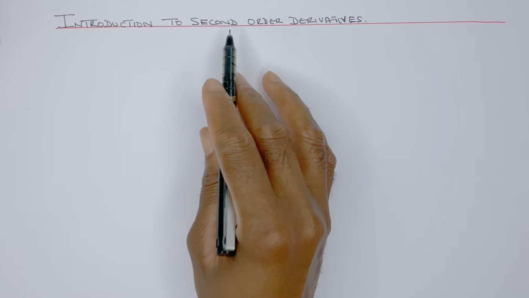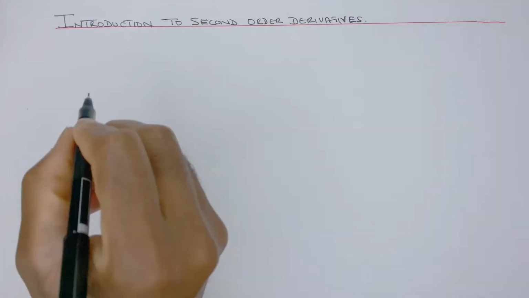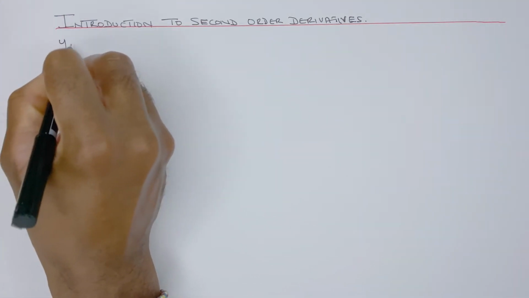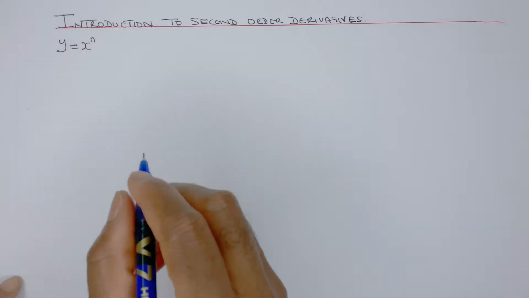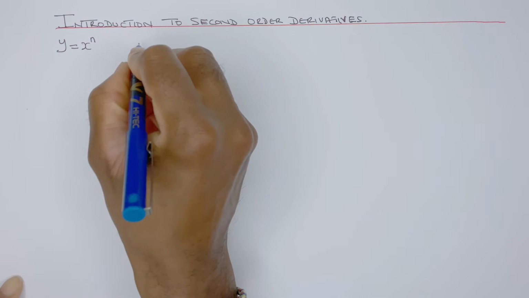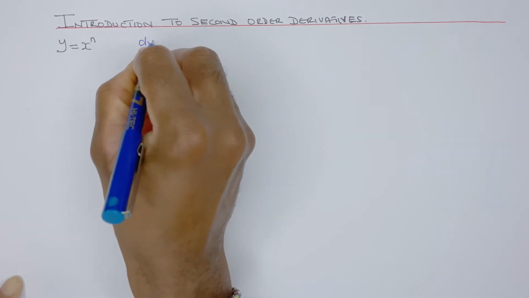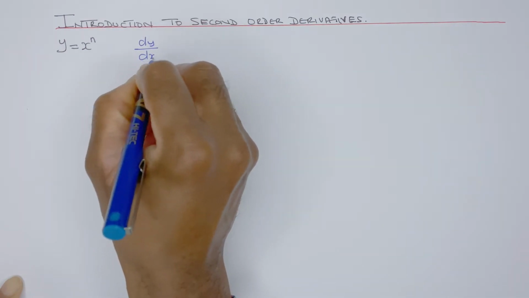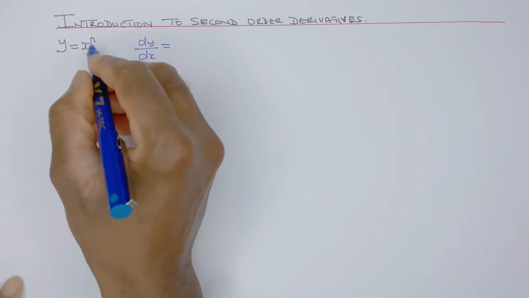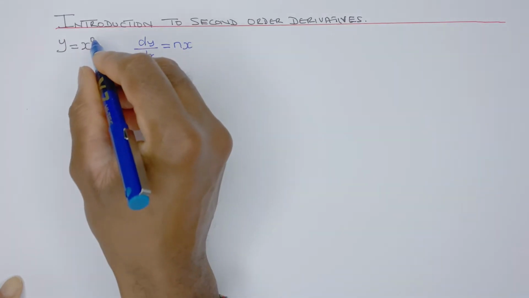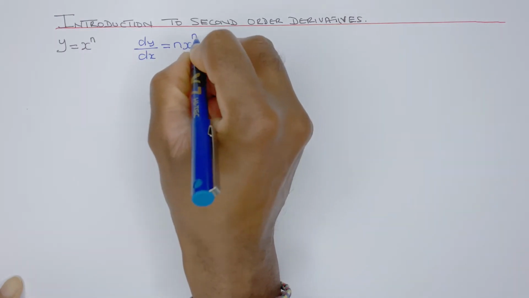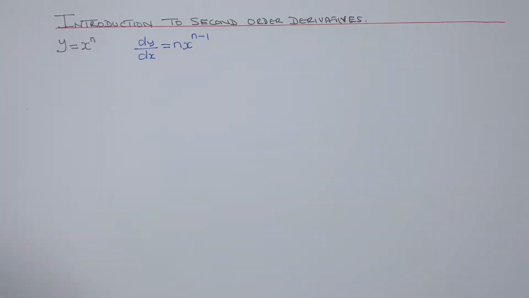Introduction to second order derivatives. If you have a function y equals x to the power of n, the first order derivative, or the gradient, dy over dx equals, bring the n down to multiply x, and take away 1 from the exponent, n minus 1. So that's the first order derivative.